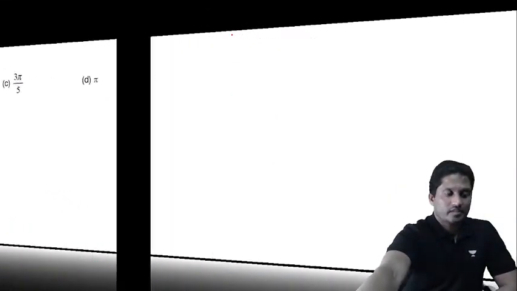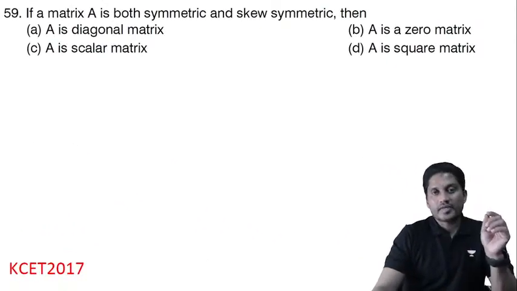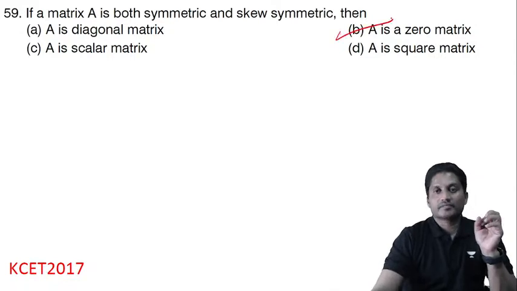Let's move to the next question. Matrix which is both symmetric and skew symmetric is a null matrix only.